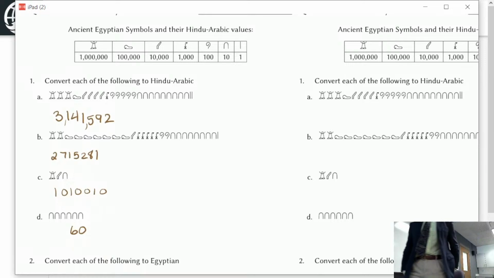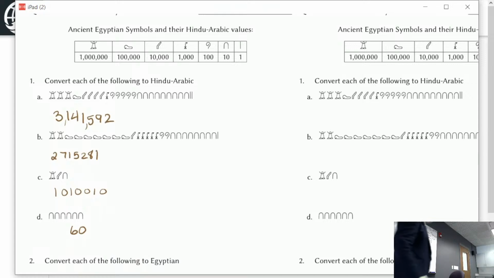So 3141592 is this one. By the way, that's 1 million times pi. Okay, then this one, I just sort of kind of randomly threw some stuff there. And then 1010010, and then 60. So that wasn't too bad.